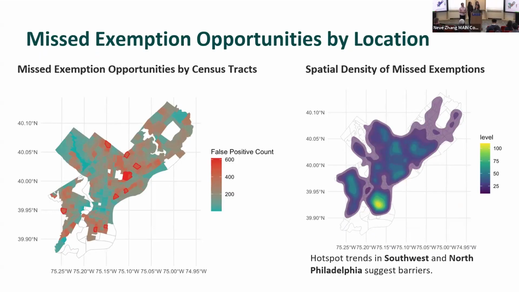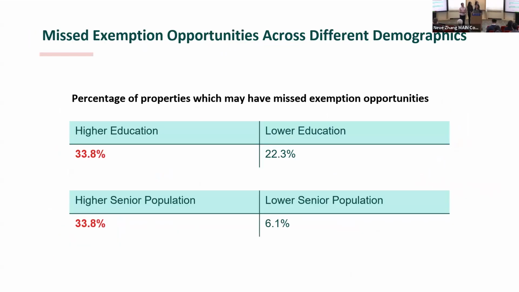Then we looked into those properties that were predicted to be eligible for the exemption but not currently enrolled in the program, because these are the properties we want to focus on for outreach, because they may have some missed exemption opportunities. And the spatial analysis shows that those properties are clustered in Southwest and North Philadelphia. It may show some potential barriers in these areas, such as limited access to information.